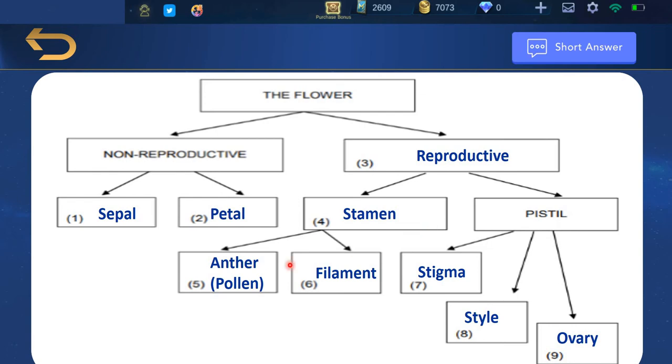Under stamen, we have anther with the pollen filament. Under the pistil, we have stigma, style, and ovary. So that's all. These are the basic parts of the flower.